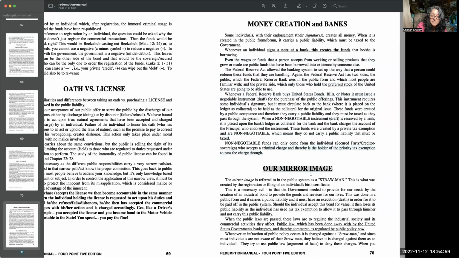All right, our mirror image. The mirror image is referred to in the public system as a straw man. This is what was created by the registration or filing of an individual's birth certificate. This is a necessary evil in that the government needed to provide for our needs by the creation of the industrial bond to provide the goods and services for our lives. This was done in a public form, and it carries a public liability, and it must have an execution, death, in order for it to be paid off in the public system.